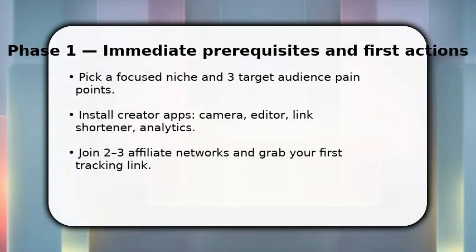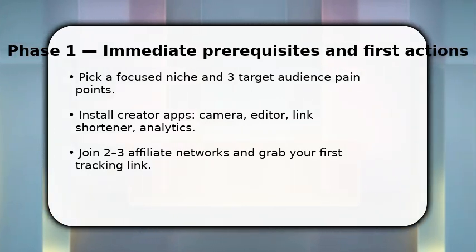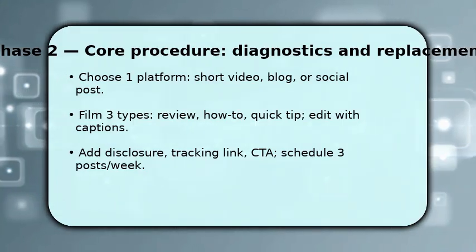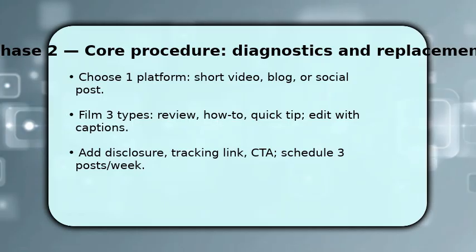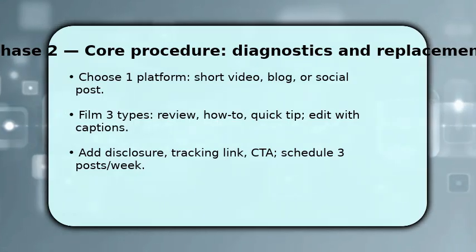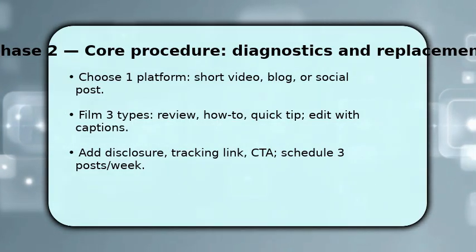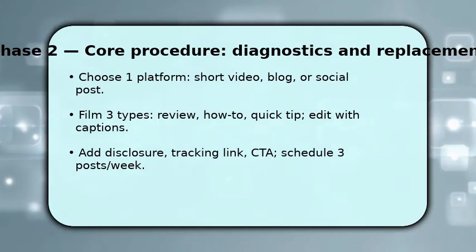Pick one platform and commit for 14 days. Short video often converts fastest. Record 3 content formats: review, how-to, and quick tip. Edit on your phone and always add captions and a clear CTA. Once edited, paste the affiliate tracking link and an honest disclosure in the description.